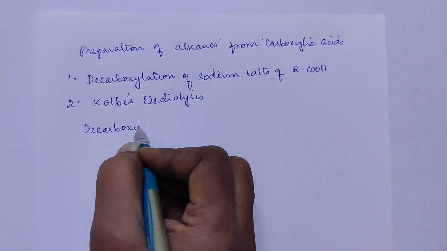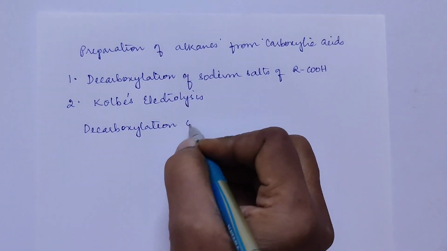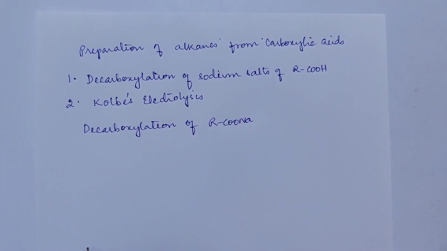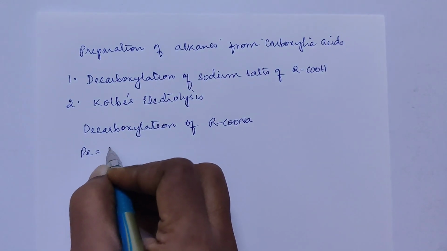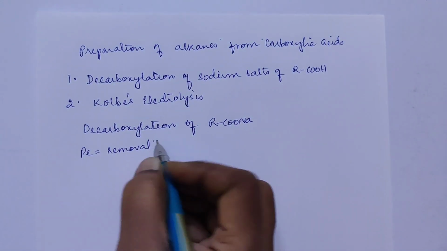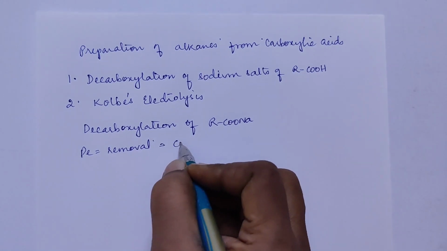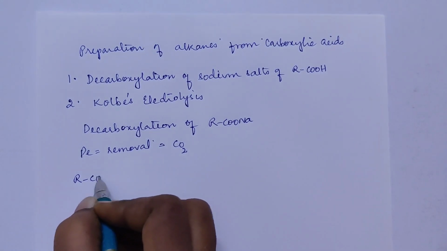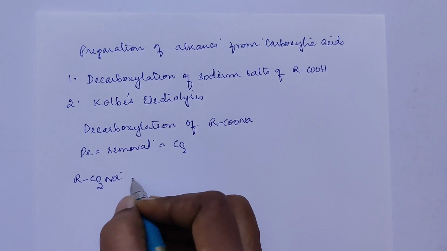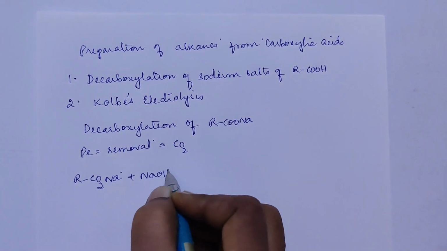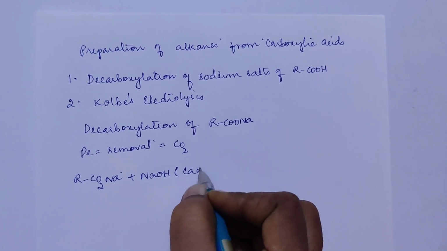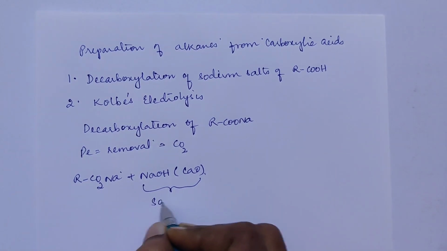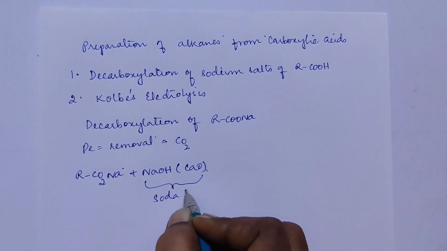So let us discuss the first one, that is decarboxylation of sodium salts of fatty carboxylic acids. Here de is removal, and we are removing the carboxy group, that is CO2. So the equation here is RCO2Na. The reagent that is used here is soda lime, NaOH and CaO. This mixture of sodium hydroxide and calcium oxide is soda lime.